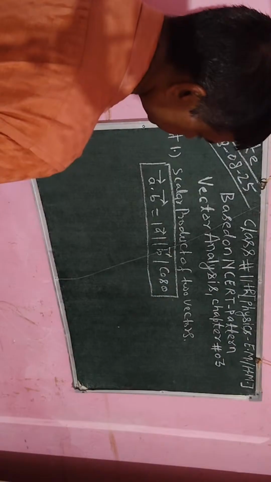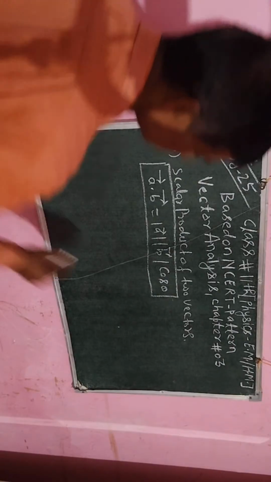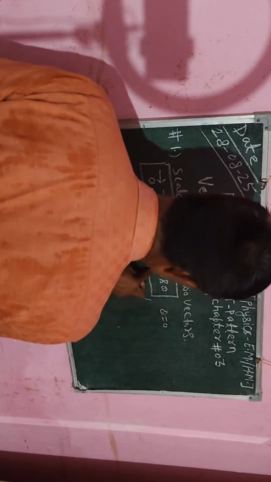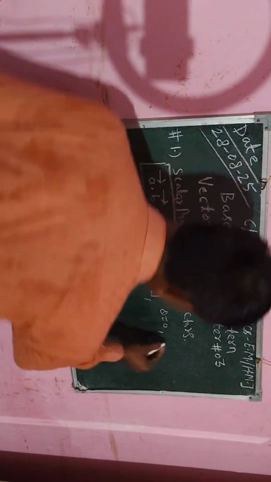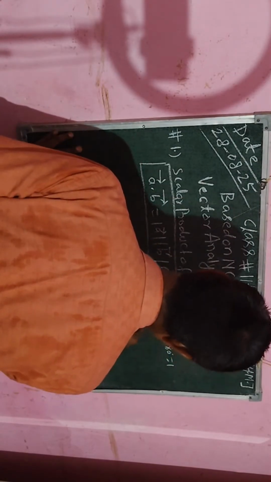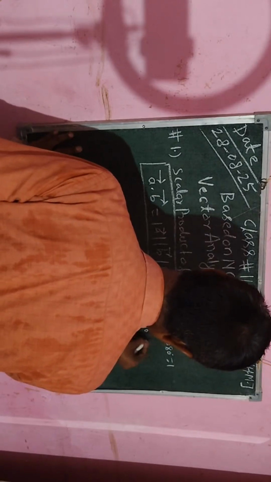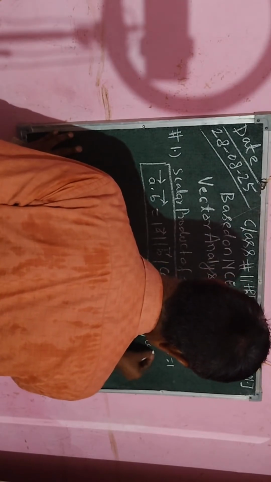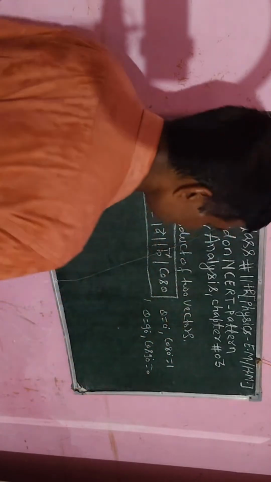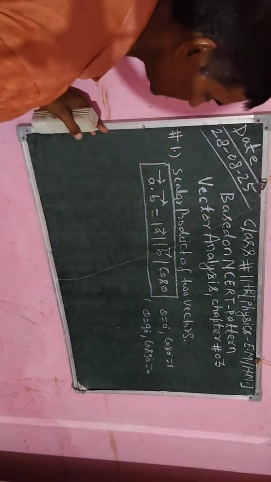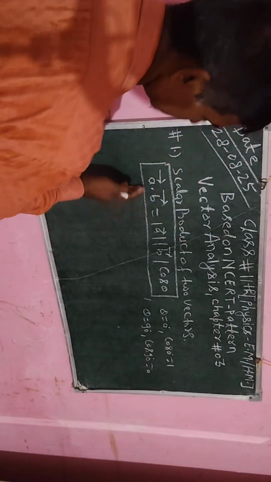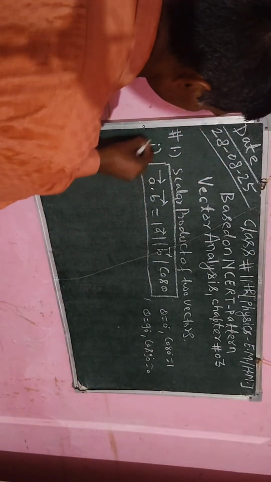Now here, I know if theta is 0 degrees, then cos 0 degrees, its value, will be 1. But if theta is 90 degrees, then cos 90 degrees is equal to 0. So this concept I will also involve in this, and these particular conditions come from this formula. So we have to remember it.